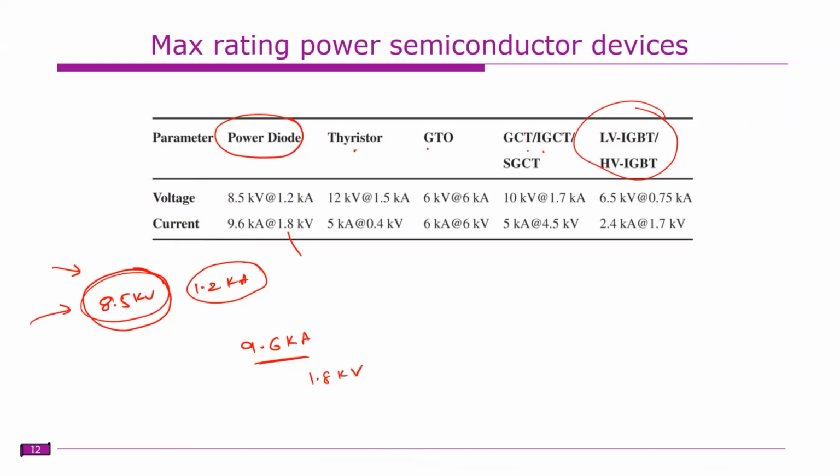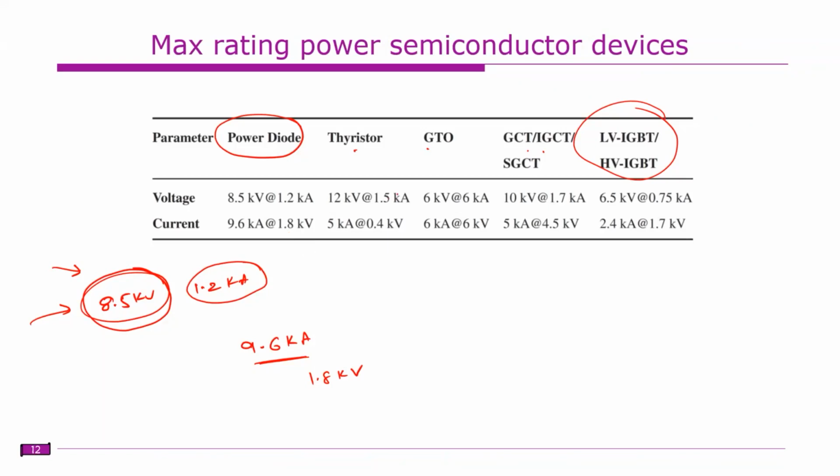If you keep on increasing the voltage blocking capability, the on-state voltage drop will increase. If the on-state voltage drop increases, that is associated with the losses, which means the conduction and switching losses will increase. So this is for power diodes.